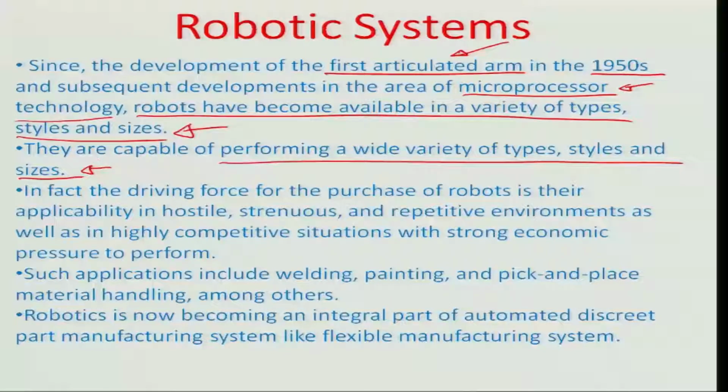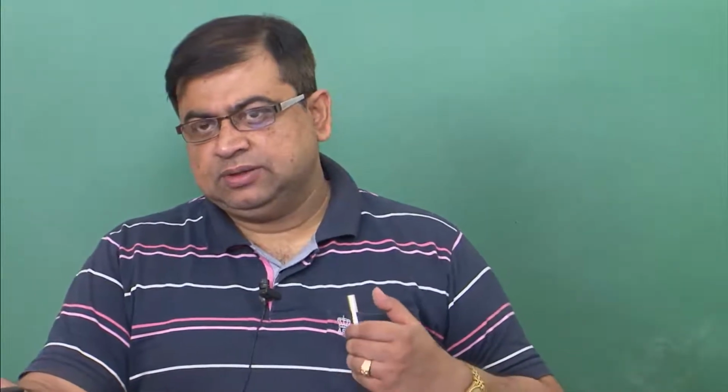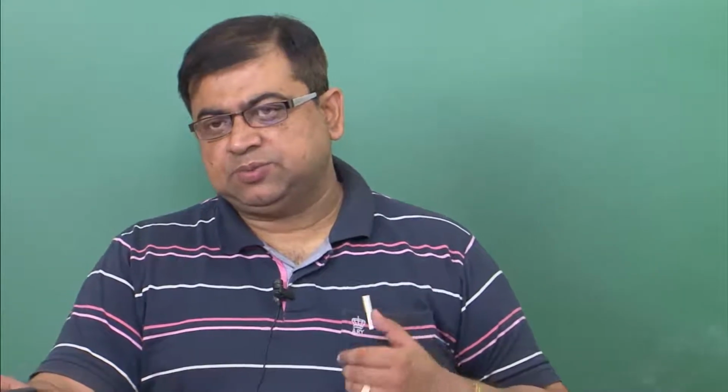In fact, the driving force for the purchase of robots is their applicability in hostile or strenuous and repetitive environments, when we are talking about producing many items with a time demarcation of producing one item for a longer range of times. So obviously if rapid production is needed, with more repeatability and accuracy, robotic systems are considered because of that aspect.